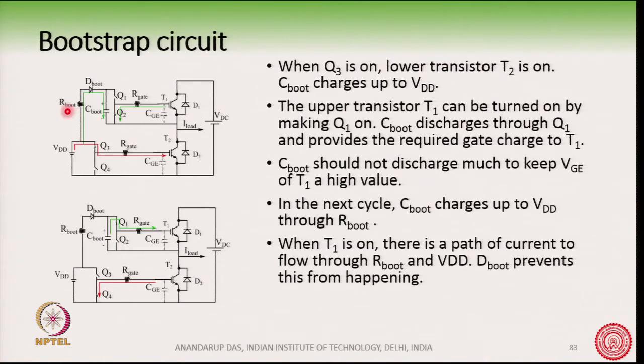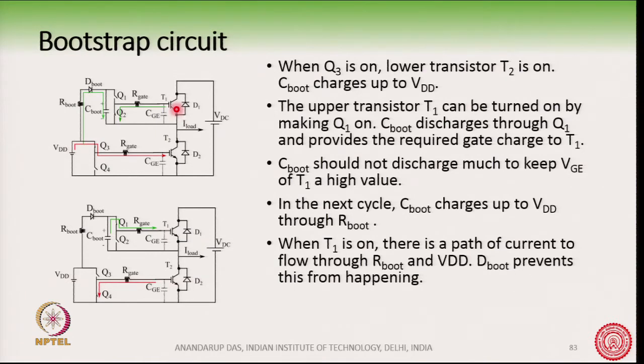Now, of course, why is R boot needed? Because when the C boot has discharged a lot, then when you are charging this capacitor, if you do not use an R boot, there will be a high inrush current, and R boot will prevent that inrush current. Why will you use a D boot here? What is the function of the D boot or the diode?